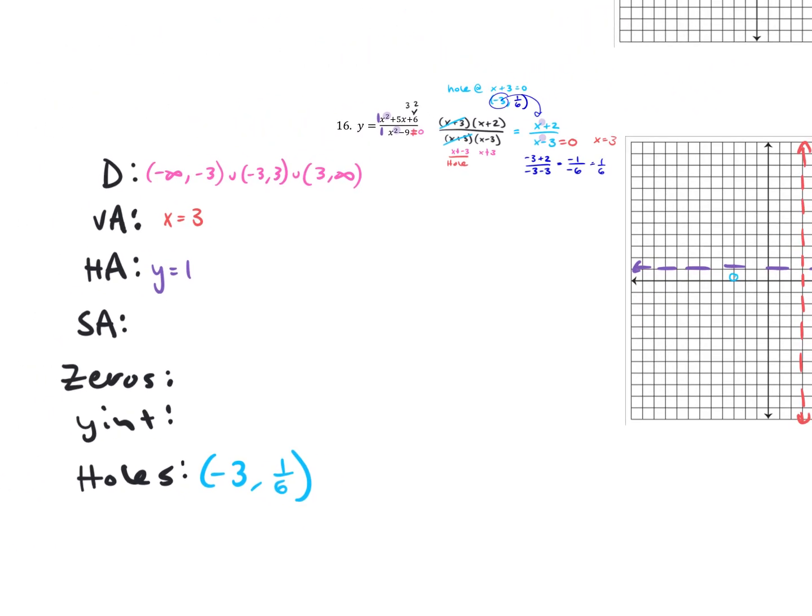Do we have a slant asymptote? No. You only have a slant asymptote when your degree of the numerator is 1 degree higher than the denominator. So no slant asymptote here. You will not have a horizontal asymptote and a slant asymptote. You can't have both.